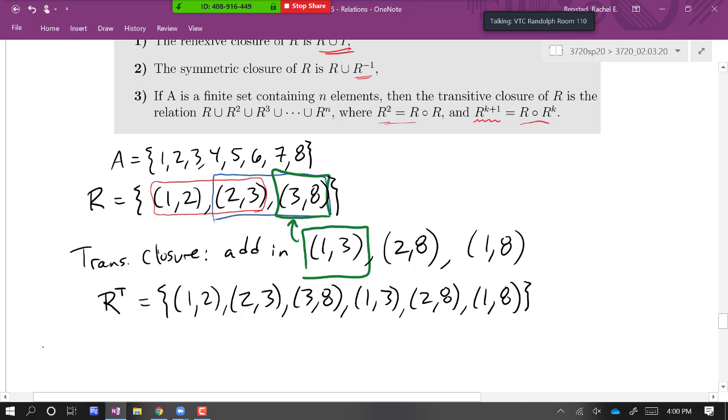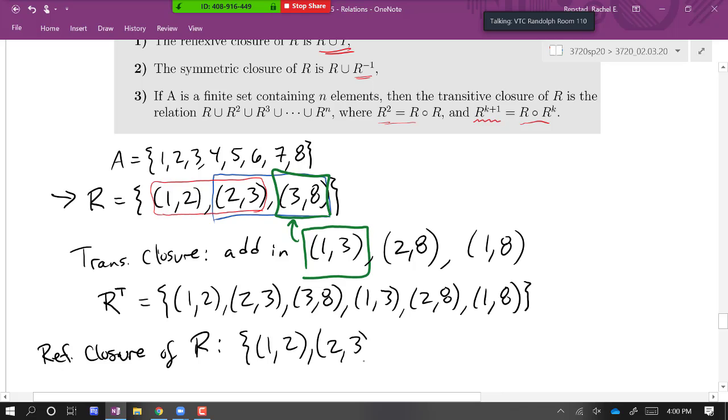If we wanted the reflexive closure, we just have to add in all the doubles. And I'm going to go back to the original one, not the transitive closure, but go back to R. The reflexive closure of R, I'm going to start with all I had here. 1, 2, 2, 3, 3, 8. And then I'm just going to add all the doubles.